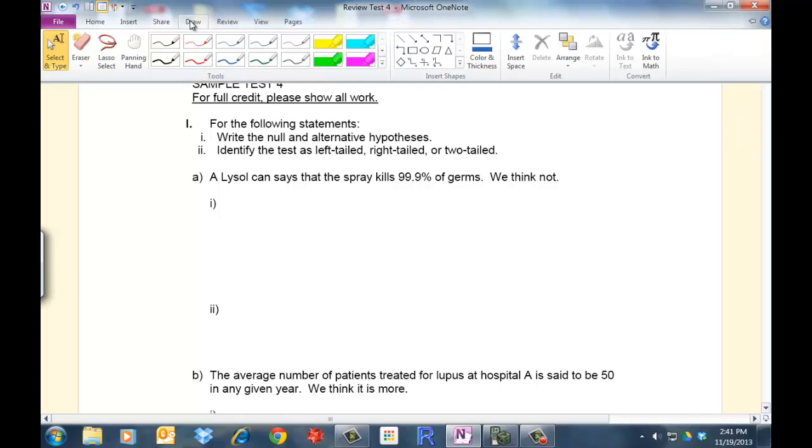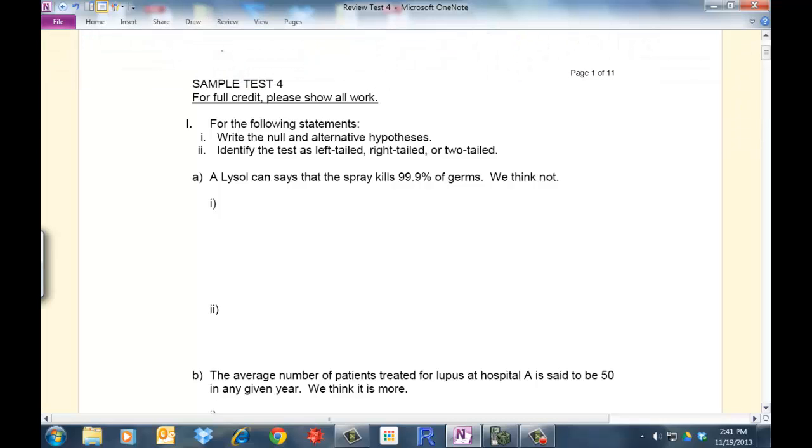So part A says a Lysol can says that the spray kills 99.9% of germs, and we think not. Of course, we're the researcher. So part 1, let's structure the null and alternative hypotheses.